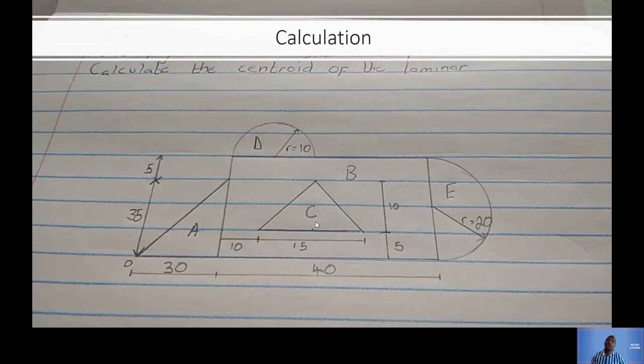C, whenever you have a shape within a shape, that means it's hollow, which means C is hollow. It's a hollow space, which means we'll have to subtract it. But if it's next to the shape or on top of it on the side, then it's an addition. So C is hollow, D, as you can see, is half a circle, and E is also half a circle on the right.